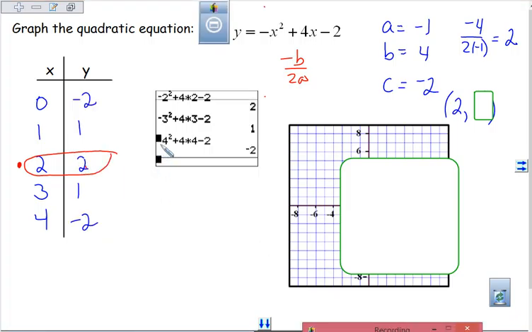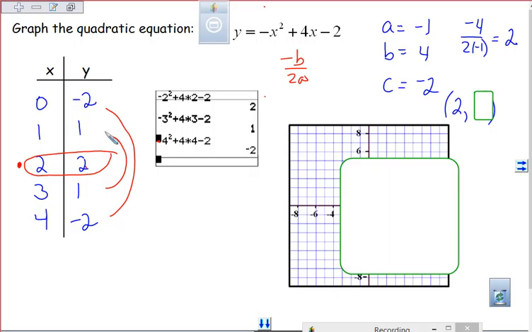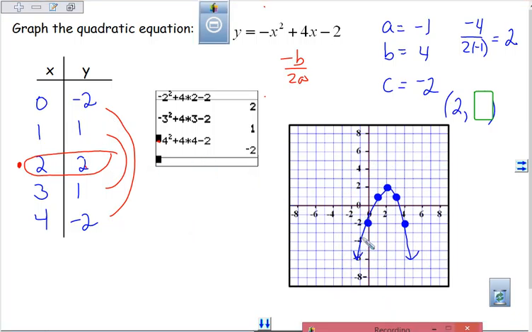And then if I plug in 4, I have -4 squared plus 4 times 4 minus 2, which gives me a -2. And then again, I reflect those points up to the top because of that axis of symmetry. Final step would be to plot those points, keeping in mind that the axis of symmetry would happen right there.